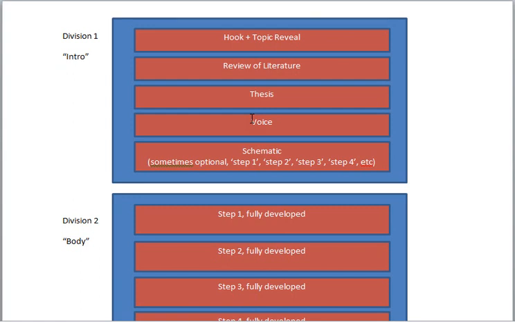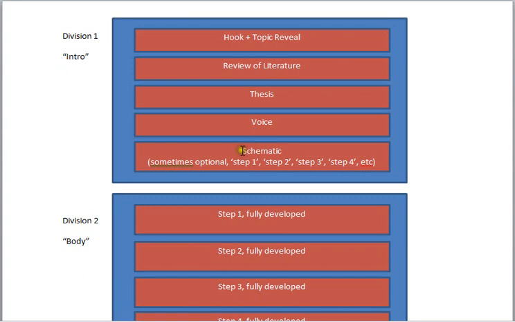That's a voice statement too. So you're stressing how your big idea is in fact unique to you and how it adds to the conversation. All right. Now, the topic, the review of lit, the thesis, and the voice, those four are in many, many, many models that we've looked at in class. So I want to say you need to have those in your intro.